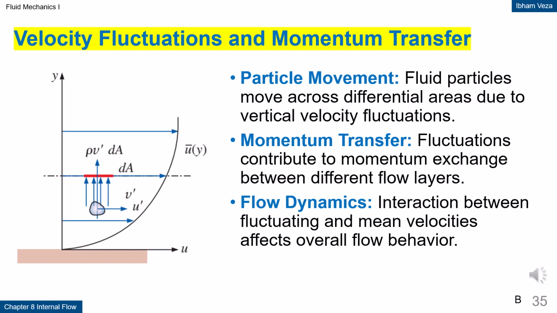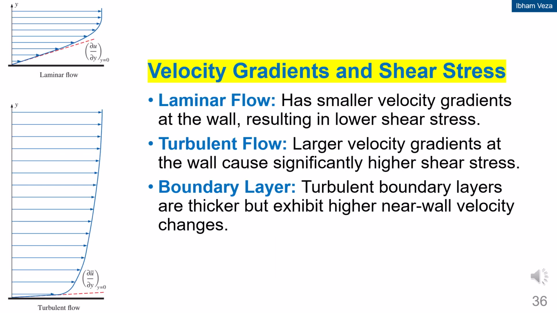Velocity fluctuations and momentum transfer. Vertical velocity fluctuations cause fluid particles to move across different flow layers. This movement carries momentum from one layer to another. As a result, momentum exchange becomes much more intense than in laminar flow. This mechanism is a key characteristic of turbulent flow. This effect explains why turbulent flow is more efficient for mixing. Velocity gradients and shear stress.